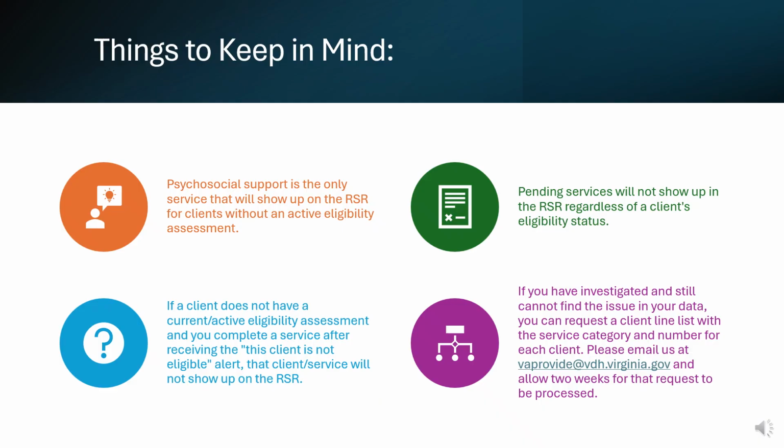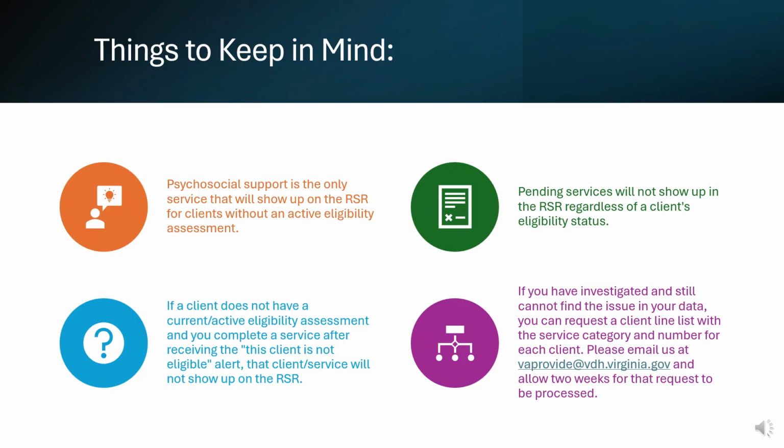A few things to keep in mind about the data in your RSR. Psychosocial support is the only service that will pull into the RSR for clients who do not have an active Unified Eligibility Assessment. If a client doesn't have current eligibility and you complete a service anyway, after getting the alert telling you the client isn't eligible, that client and service will not show on your RSR. If a service is in pending status, it will not show on the RSR regardless of a client's eligibility status.